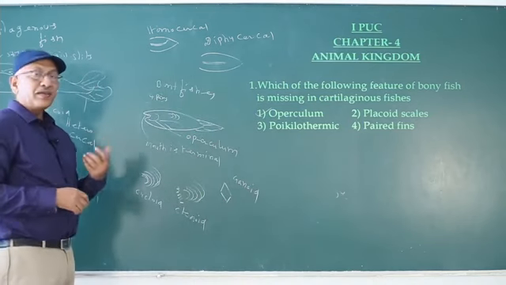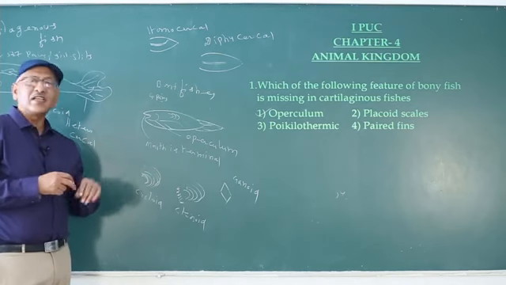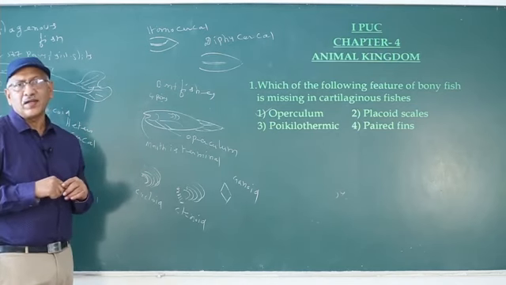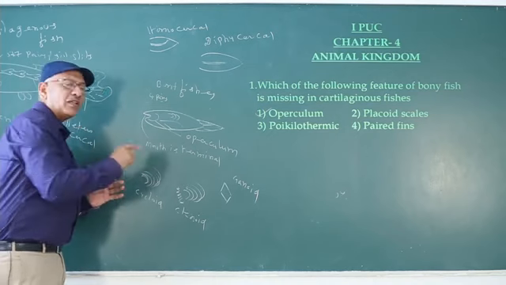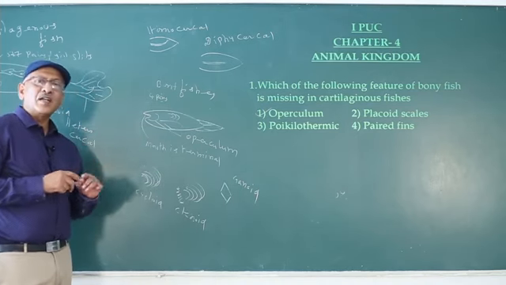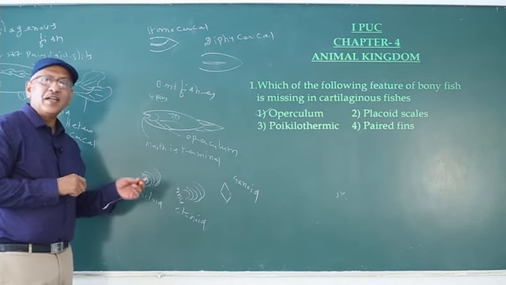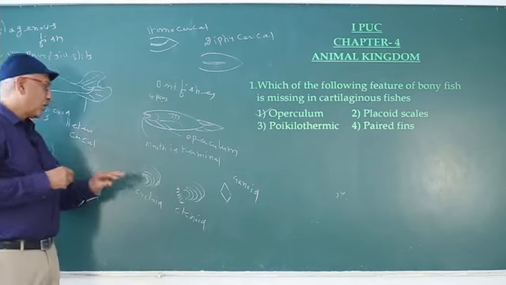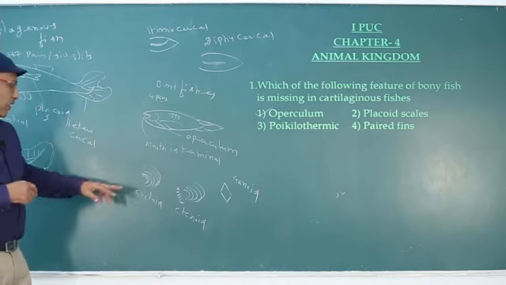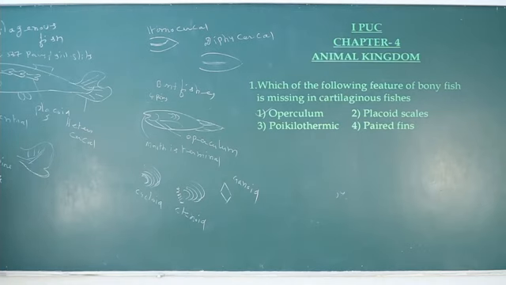Diamond-shaped scales, ganoid. If any minerals are deposited in the scale, that is known as cosmoid scale. It does not depend upon the shape, but on deposition of minerals. Cosmoid type of scale is seen in coelacanth fish. So in bony fishes, cycloid, ctenoid, ganoid type of scales. In cartilaginous fishes, placoid type of scales.